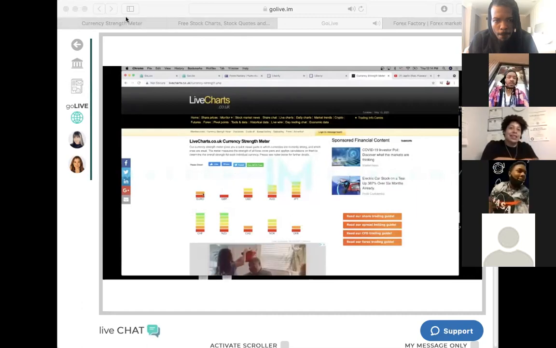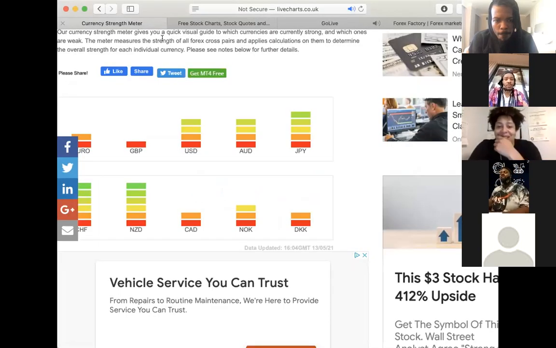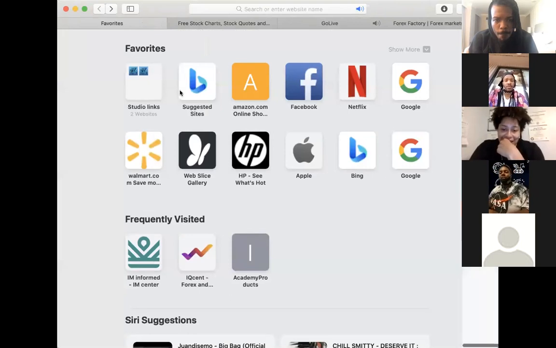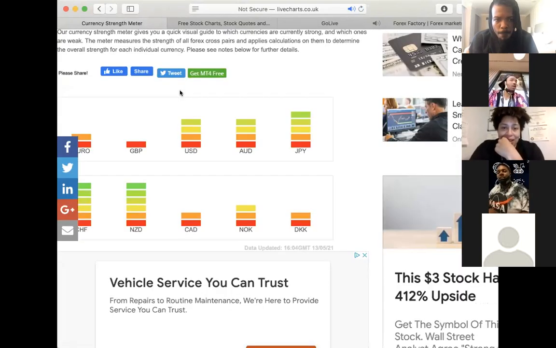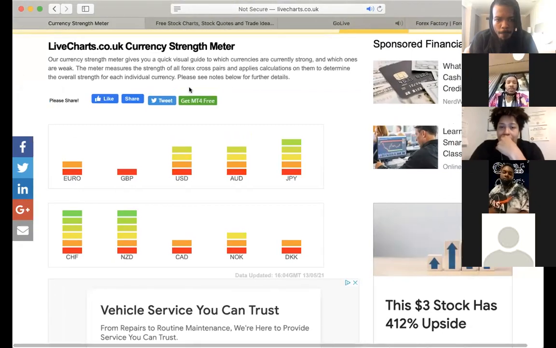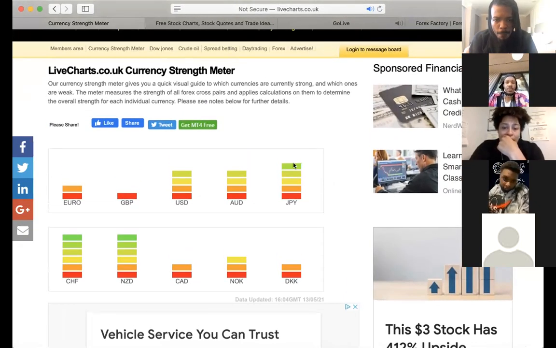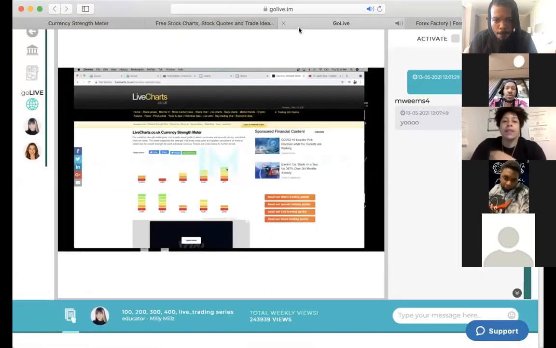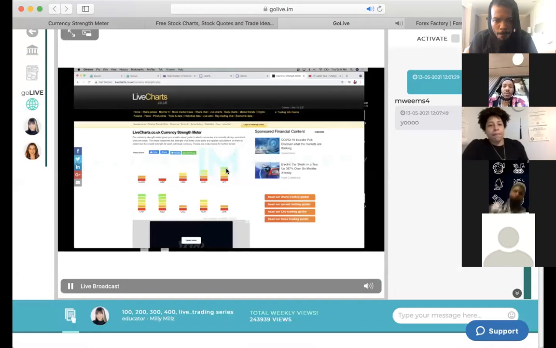Now, if you see that the currency has 2 bars, then it's just very stagnant. It's just moving very, very slow. But if you see more bars, then you know that currency is strong. So this currency strength meter website shows you which currencies are strong, which ones are weaker, which ones are experiencing news, especially if you see 1 bar.